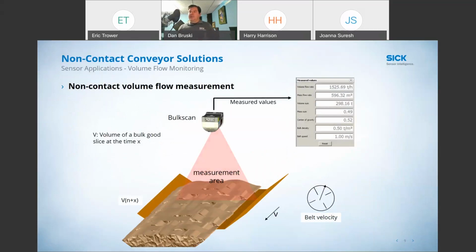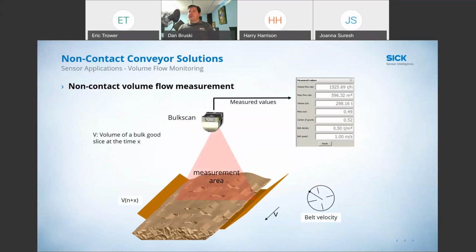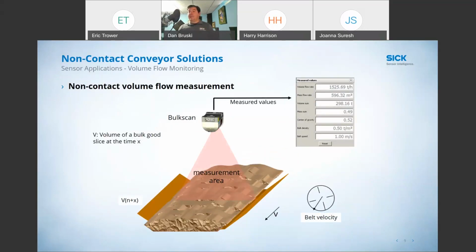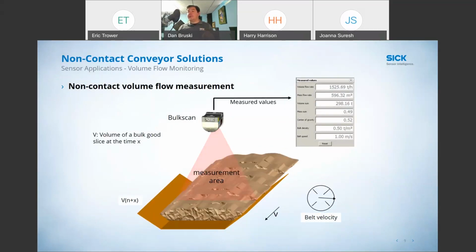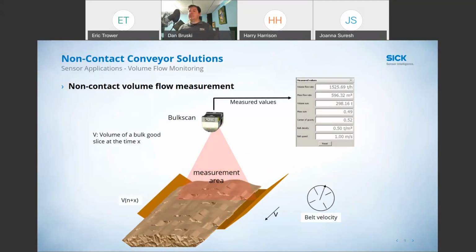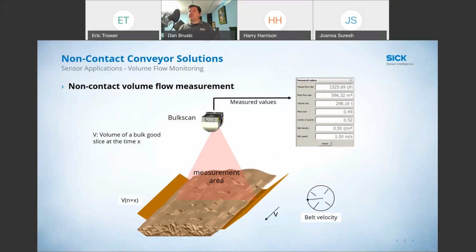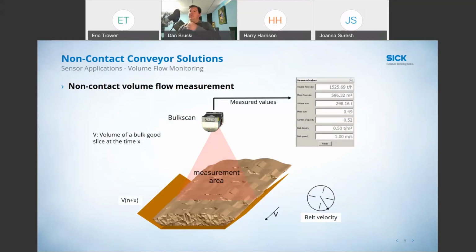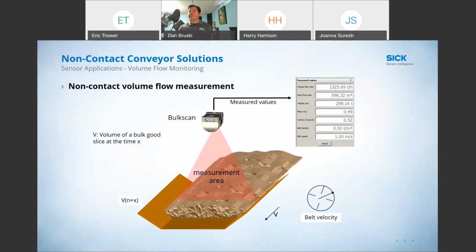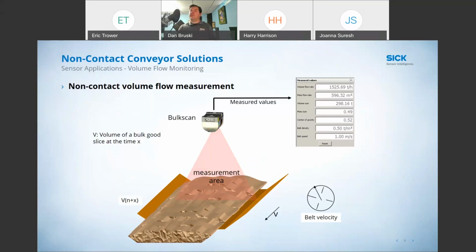So during commissioning, the bulk scan initially learns the reference contour, which is an empty conveyor belt. It's like hitting tare on a weigh scale. That's your empty condition. The bulk scan uses this reference contour to calculate the difference between an empty and a loaded conveyor belt.